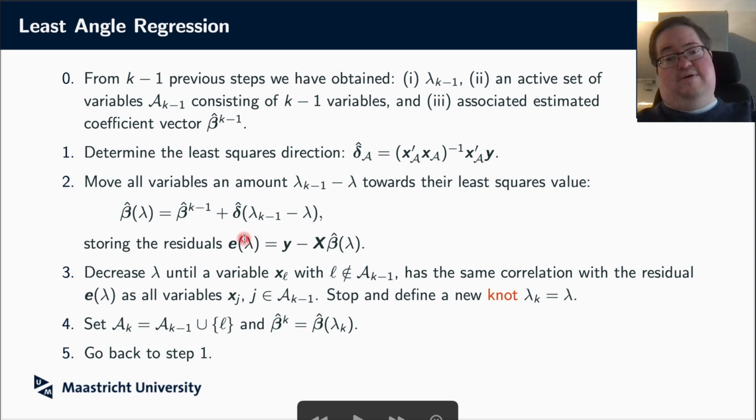but we stop the moment we find another variable which has the same correlation with these residuals. At that point we stop by defining what we call a new knot, so we fix the next value lambda_k to that particular value, and we add this variable l to our active set. So we create a new active set as the union of the previous one and this new variable. And we update, of course, also our beta hat to that particular point. Well, then we go back. We now have a new set consisting of k steps, and we go back to step 1 and do the whole thing over and over again.